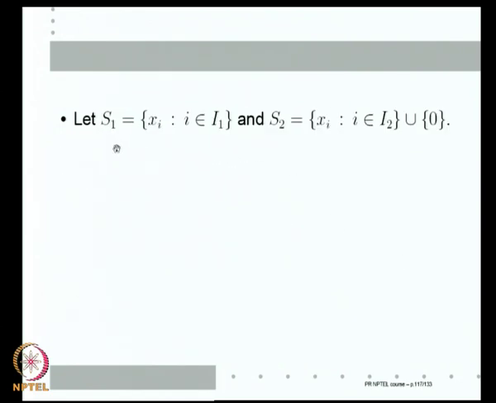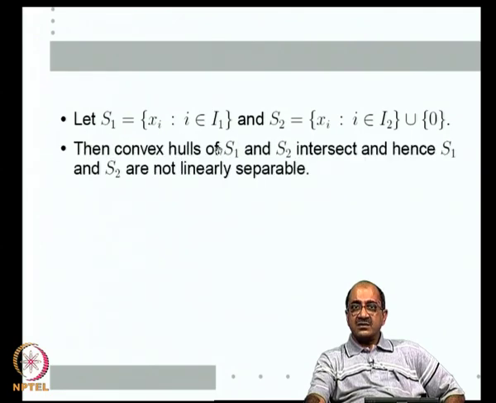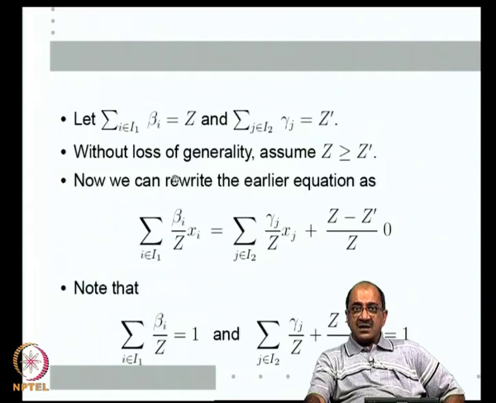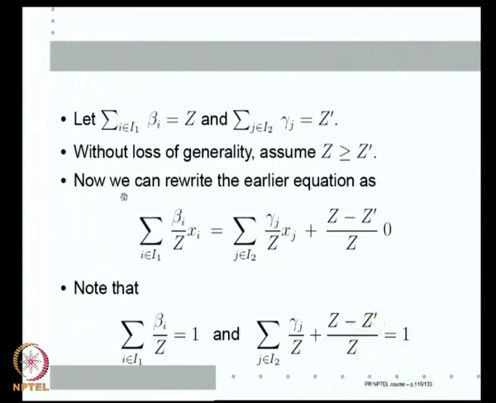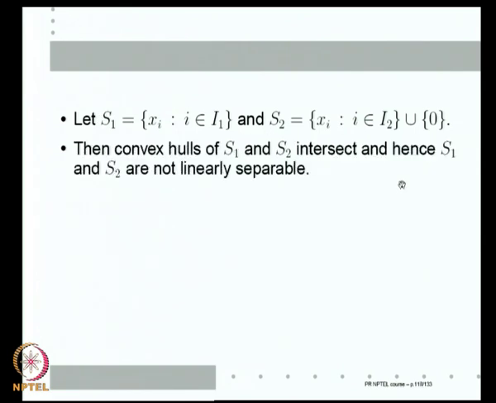So, we take S 1 to be x I such that I in I 1, and S 2 to be x I such that I in I 2, union the 0 vector. So, S 2 is all x I, I in I 2, and the 0 vector. S 1 is x I such that I in I 1. Then this is a convex combination of points in S 1. This is a convex combination of points in S 2, because it is a convex combination of x j such that j in I 2 plus the 0 vector. Right. So, if I take S 1 to be this and S 2 to be this, what we have shown is that the convex hulls of S 1 and S 2 intersect.